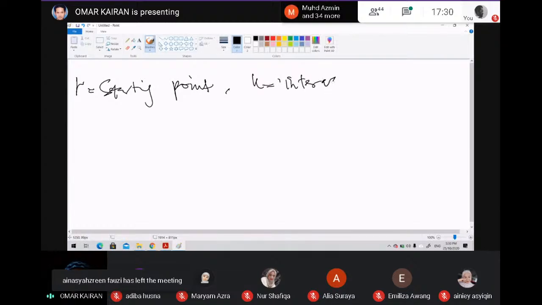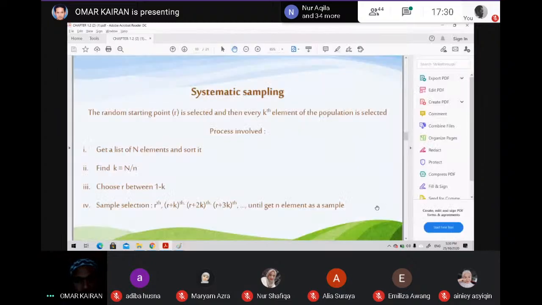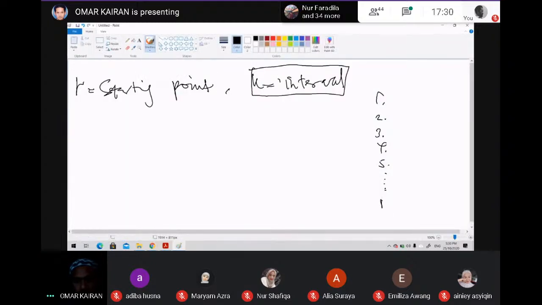Interval. So K is the interval. Okay. So how do we determine this K interval? Okay, we have a list 1, 2, 3, 4, 5 and so on until N. So we need to calculate K. How do we get K?